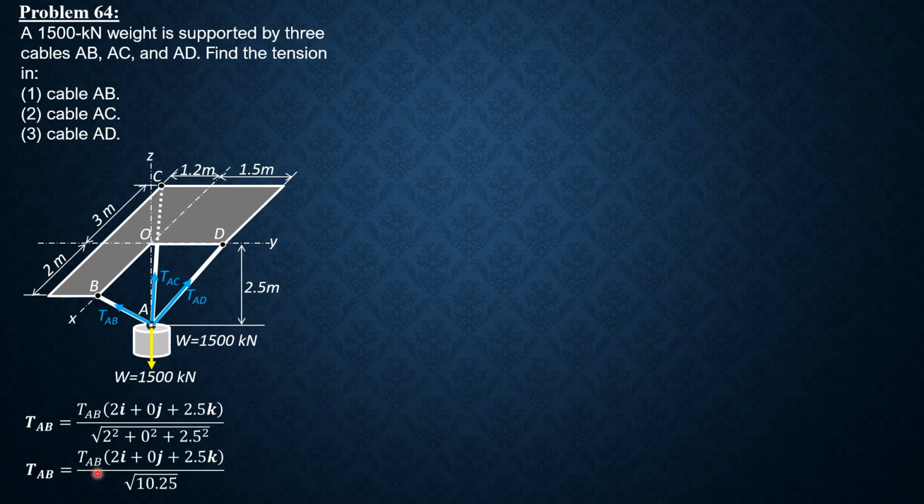So meaning the x component of tension AB is 2 over square root of 10.25 of TAB. The y component is 0. The z component is 2.5 tension AB over square root of 10.25.